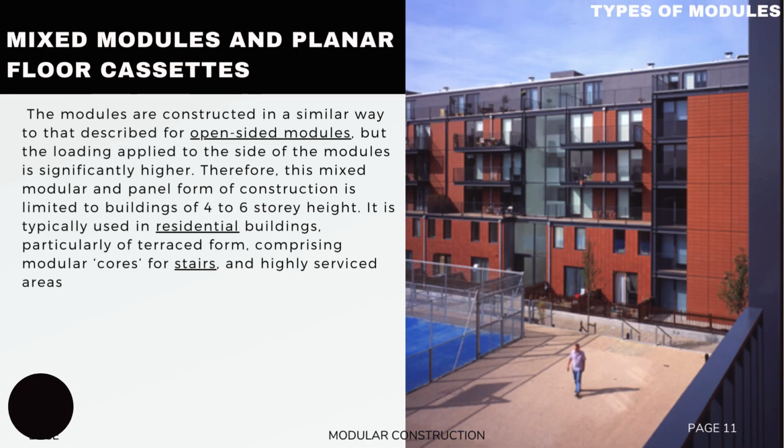Also, we have the mixed modules in planar floor cassette. It is constructed in a similar way to that described for open-sided modules, but the loading applied to the side of the module is significantly higher. Therefore, this mixed modular and planar form of construction is limited to buildings of 4 to 6 story height. It is typically used in residential buildings, particularly of terrace form, comprising modular cores for stairs and highly serviced areas.